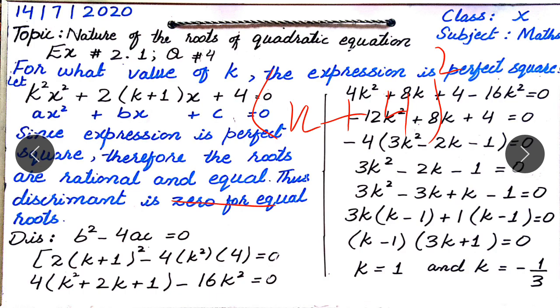Okay, let me tell you here that we were supposed to find such values of k for which the expression is a perfect square. So if you put the value of k in this expression, like k equal to 1, 1 plus 1 is 2, 2 twos are 4, so it will be x square plus 4x plus 4. So x square plus 4x plus 4 is a perfect square. Therefore the perfect square, the roots are equal, and if the roots are equal, the discriminant will be 0.